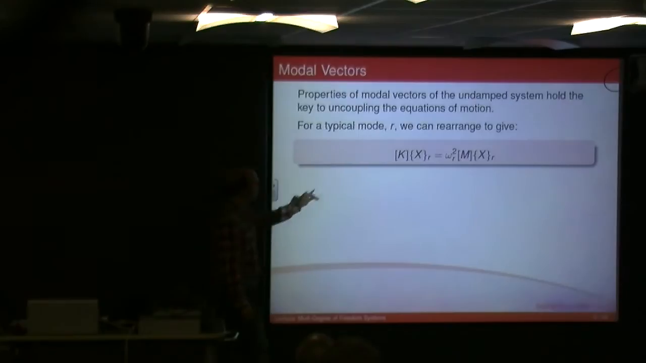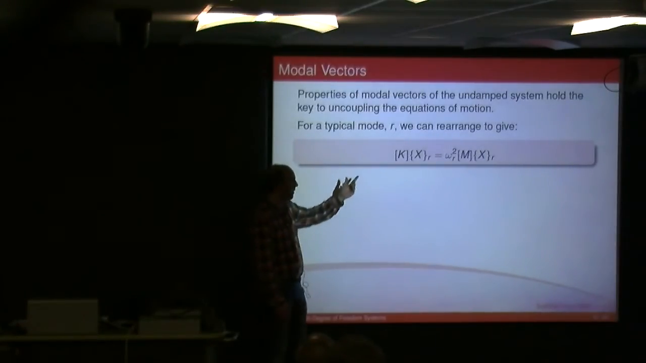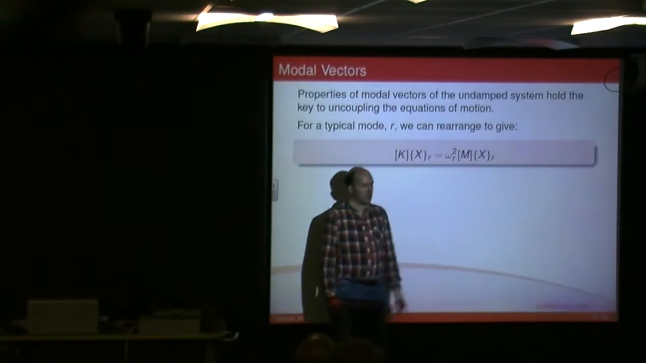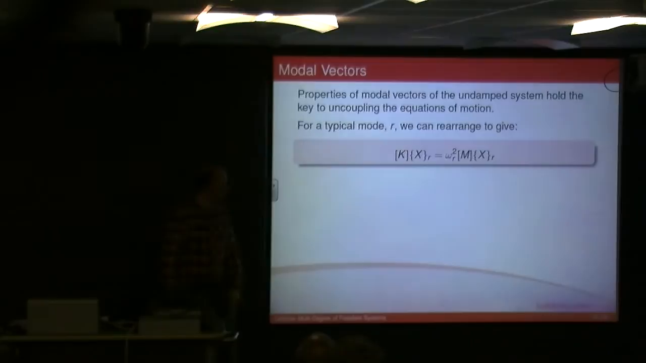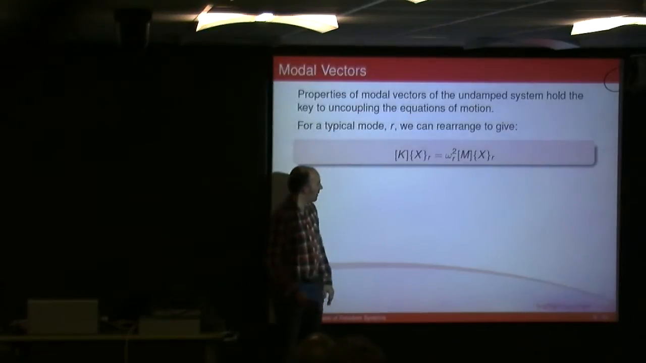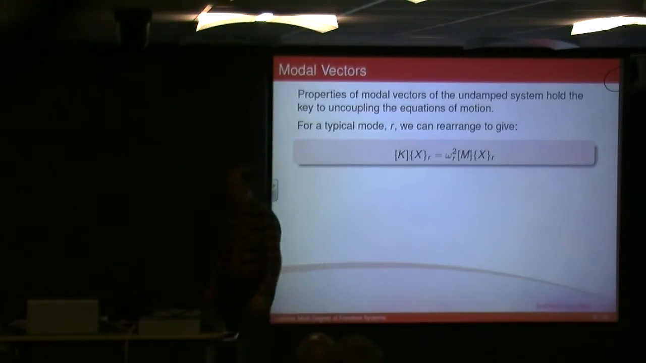If we take our eigenvalue problem and rearrange it, okay, so that's where we had k minus omega squared m times by x equals 0. Okay, if we rearrange it so that the k and the m are on the other sides, we end up with this equation for a specific mode r. Okay, just called it mode r. Could be mode 1, could be mode 2, whatever. r is arbitrary.